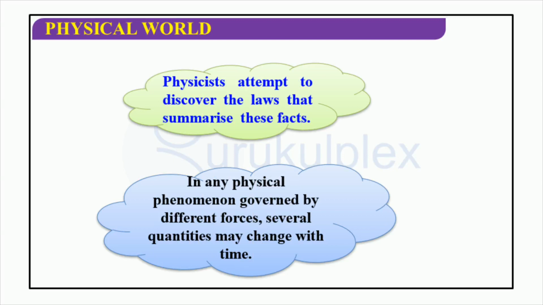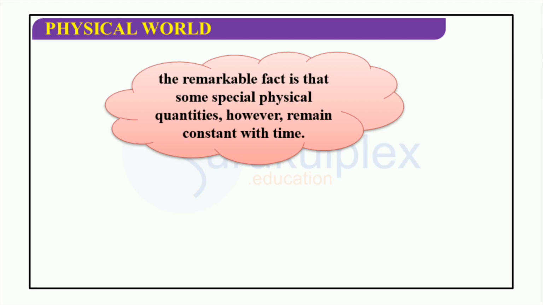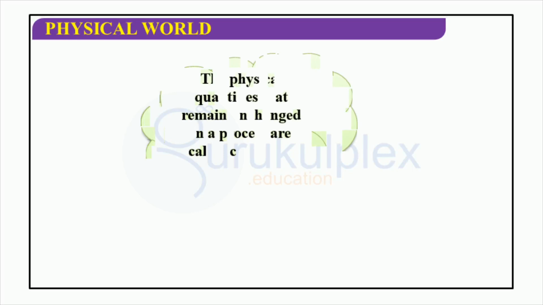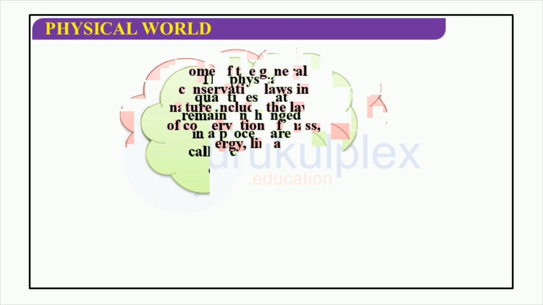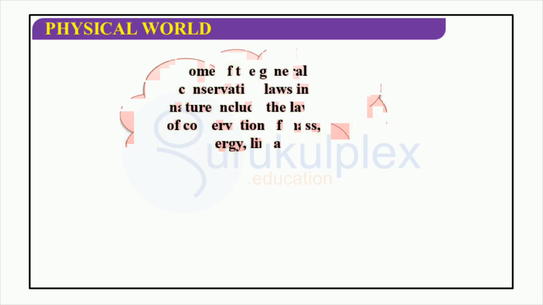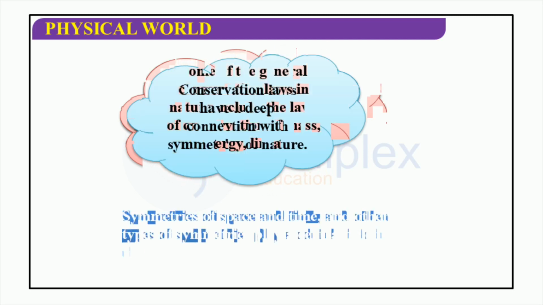Various components may manifest variations over a period of time during a physical event, yet an intriguing and significant phenomenon is that certain physical quantities remain unchanged despite other variables being in a state of flux. Physical entities and their inherent patterns provide a base for understanding the natural world. Mass, energy, linear momentum, and charge, among other physical entities, remain constant throughout a physical process. Conservation of these physical entities is not only important but is also related to the symmetries of space, time, and other symmetries that govern the forces of the universe.